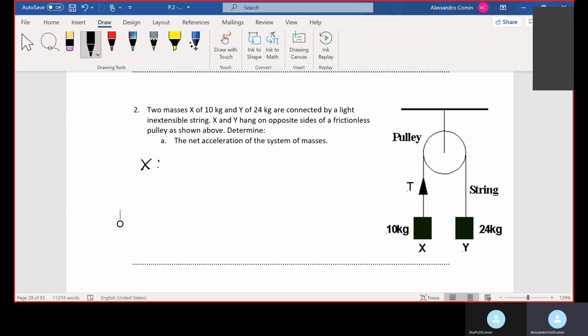X is, well, firstly, we have to look at which one's heavier. Is X heavier or is Y heavier? Well, we can clearly see that Y is heavier, so X is going to be moving upwards. So if X is moving upwards, this is going to be T, this is going to be mg, and this is going to be ma. So I'm going to have ma equal to T minus mg. And similarly for Y, well, Y is traveling down.